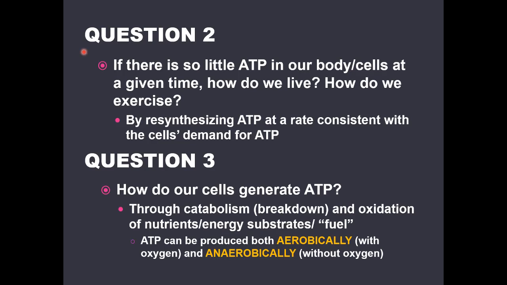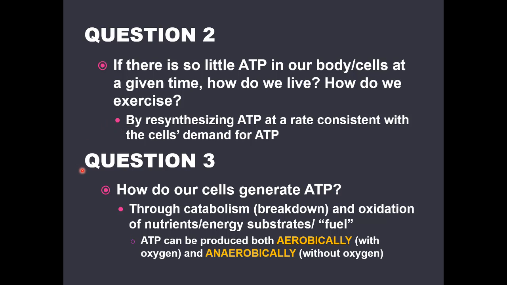Okay, question number 2, which I've pretty much addressed. If there is so little ATP in our cells at any given time, how do we live? How do we exercise? The answer is simple. We simply resynthesize ATP at a rate consistent with the cell's demand for ATP. So in a muscle cell, when the muscle cell contracts, it requires more energy and thus more ATP. And thus, the muscle cell will produce more ATP at the rate it needs it.